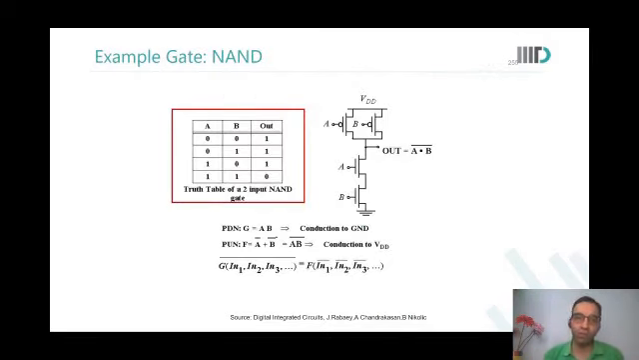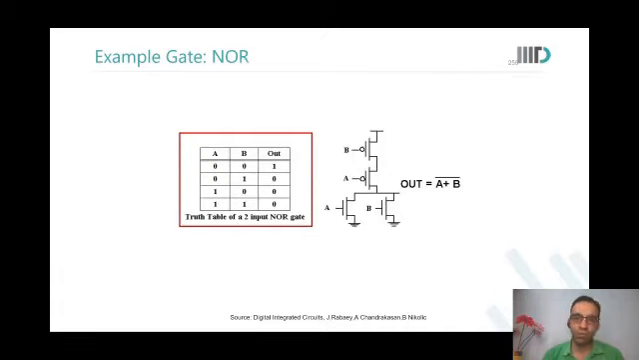I will quickly move forward. Any doubt in this one? How to make an AND gate? We've already done so much of it. NOR gate we know. NOR gate all of us know. Yes, sir.